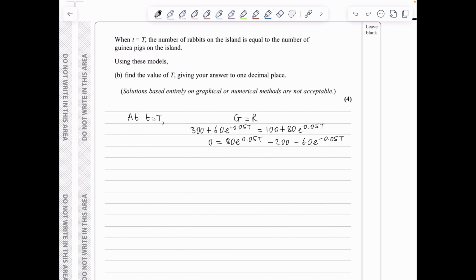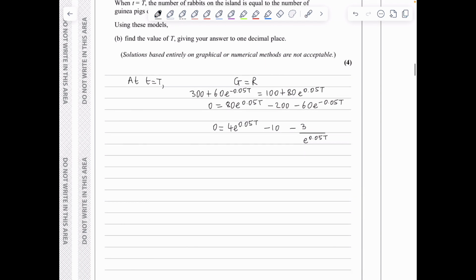I will then divide everything by 20, leading to 0 is 4 e to the 0.05 capital T, minus 10 minus 3 over the e to the 0.05 capital T. So the e to the negative 0.05 T, I wrote it as e to the 0.05 capital T in the denominator. And then I will introduce another variable. I will call it W, and I will say let W be e to the 0.05 capital T, which means we're looking at 0 is 4W minus 10 minus 3 over W.